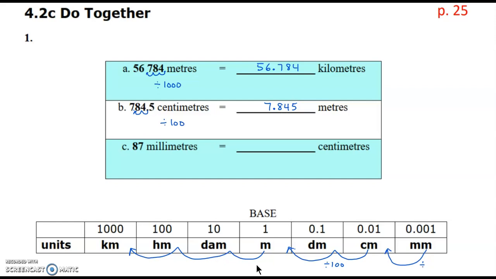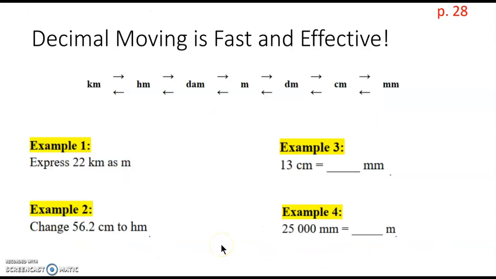left, so we're dividing by 10. We can place our decimal where it should go and move it 1 decimal place to the left, giving us 8.7 centimeters. So decimal moving is fast and effective. If we're going from kilometers to meters, we see that's 3 decimal places. So that's to the right.